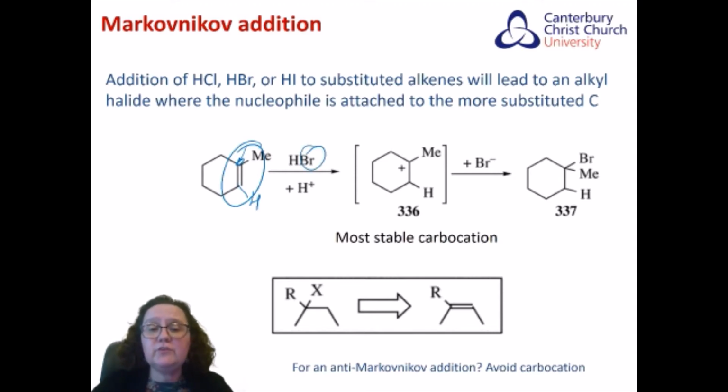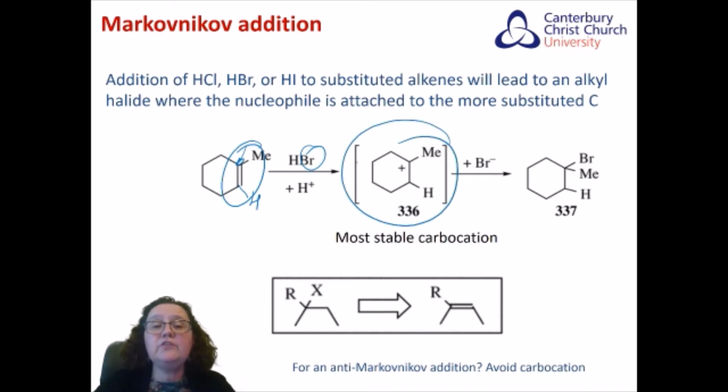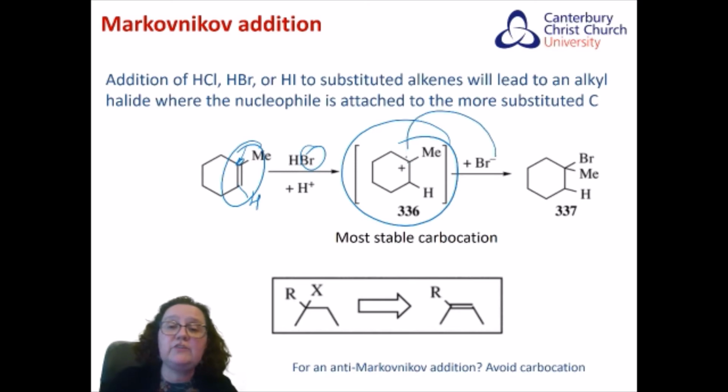The reason for that is that the intermediate of the reaction is a carbocation, and the most stable carbocation will form. In this case, the carbocation will form here because this is a tertiary carbocation and is the more stable one. So when the bromine attacks, it will attack this carbon, and you will have the bromine atom on the carbon that had the most substituents.